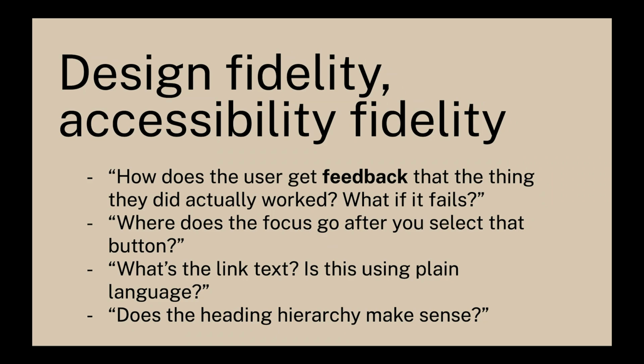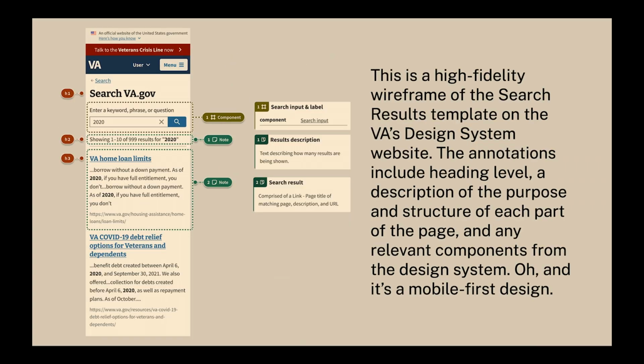Link text, plain language. Can I scan the page and look at the links alone and understand where the links go? Great question. And do things like the heading hierarchy make sense? Is the page scannable? Is information chunked in a way such that if folks were experiencing a lot of cognitive load, they would be able to move through a product? So the fidelity increases as your design gets more sharp.